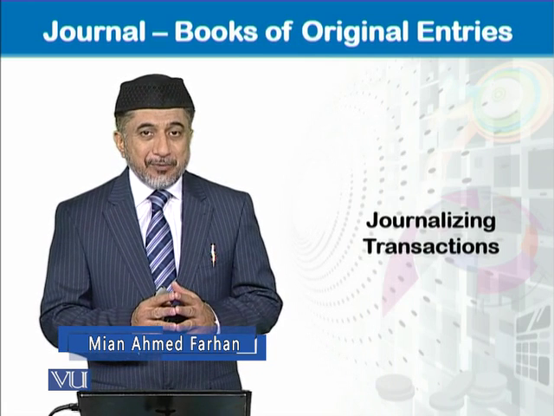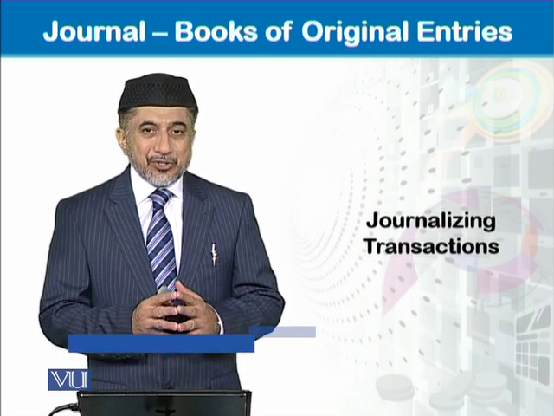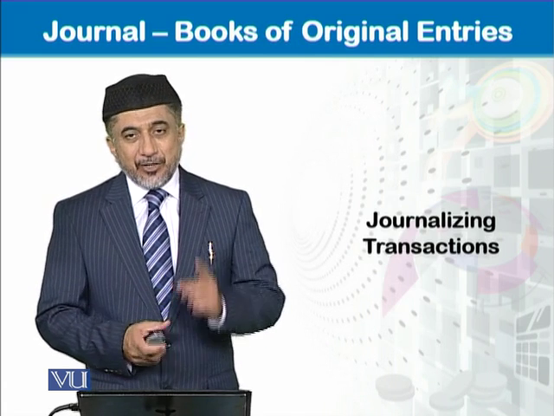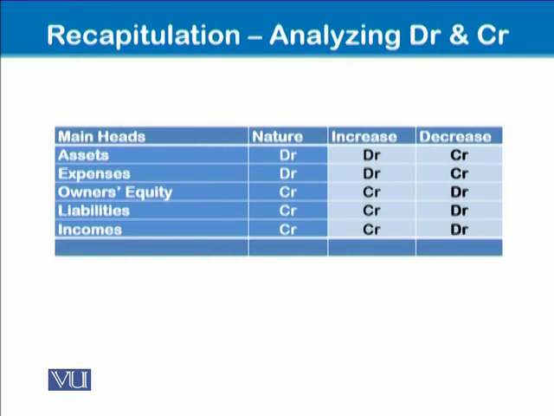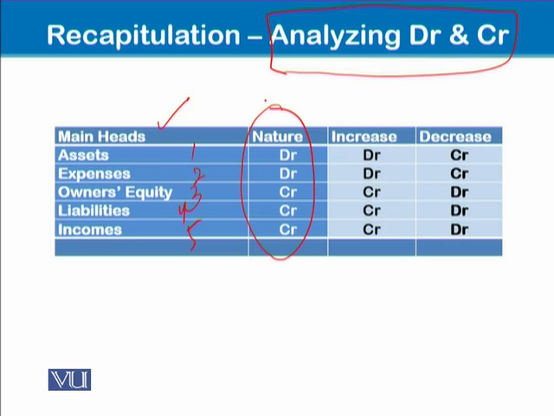I trust you remember these rules of debit and credit. But even then, I just want to recap the rules of debit and credit for you. And see, we have this table with us in which we will be revising how to analyze debit and credit. Main heads, there are 5: 1, 2, 3, 4, and 5. These are the 5 main heads. And we know the nature of each head.